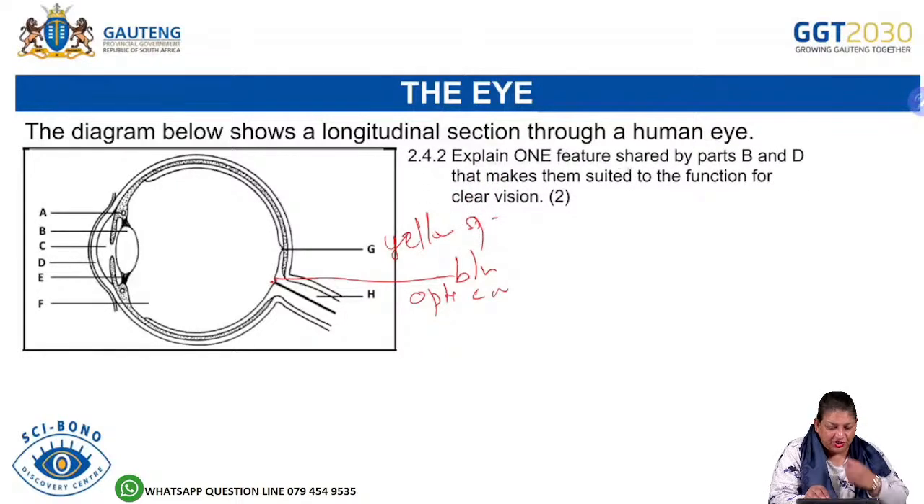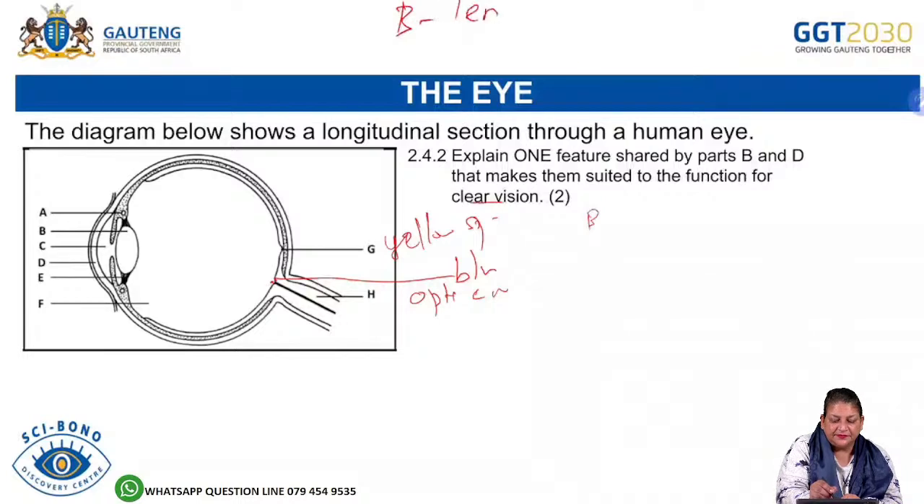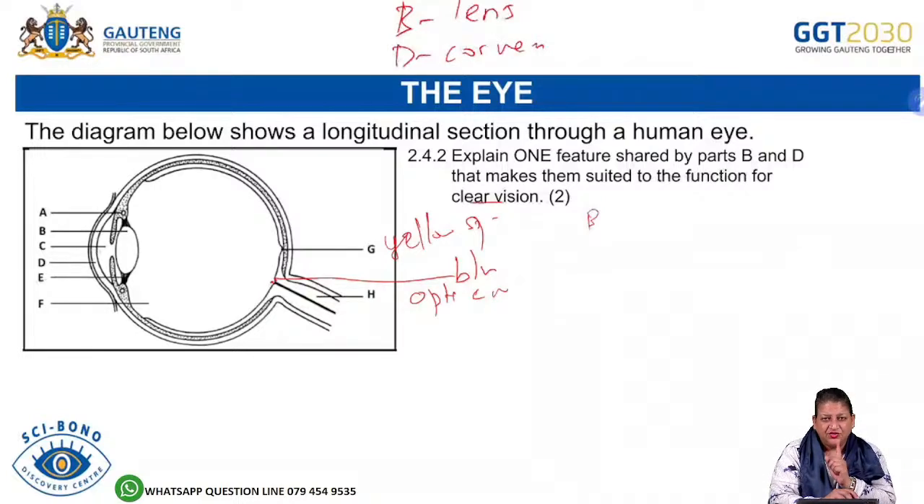Explain one feature shared by parts B and D that makes them suited to the function of clear vision. So now you must know, what is B? Oh, B is my lens. What is D? D is my cornea. Now, what is a feature or characteristic that is similar in the cornea and the lens? Oh, yes, both are convex.